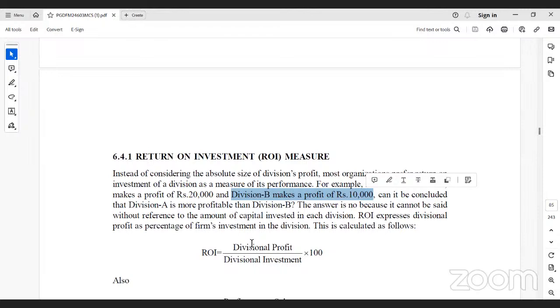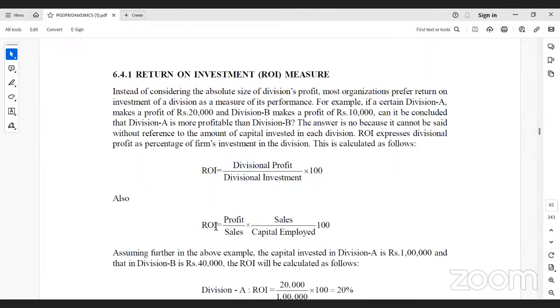That is called return on investment. ROI is calculated as divisional profit divided by divisional investment, multiplied by 100. That is profit by sales into sales by capital employed; the sales cancel, and the answer is profit by capital employed. Like this, let us see an example.